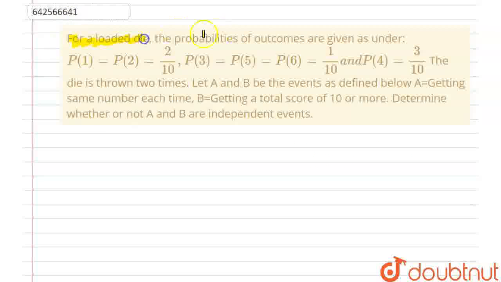The question says that for a loaded die, the probabilities of outcomes are given as under: probability of 1 equals probability of 2 equals 2 by 10, and probability of outcome 3 equals probability of outcome 5 equals probability of outcome 6 equals 1 by 10, and probability of outcome 4 equals 3 by 10, and the die is thrown two times.